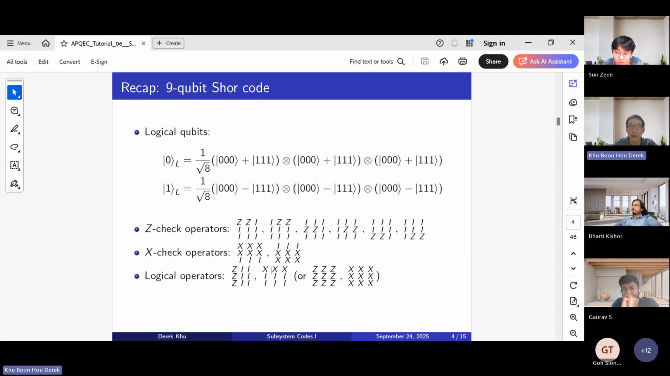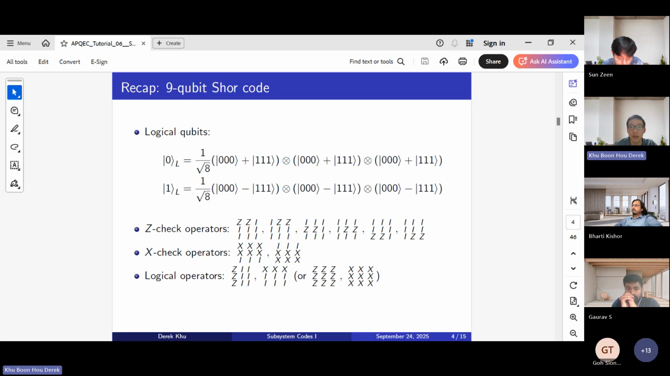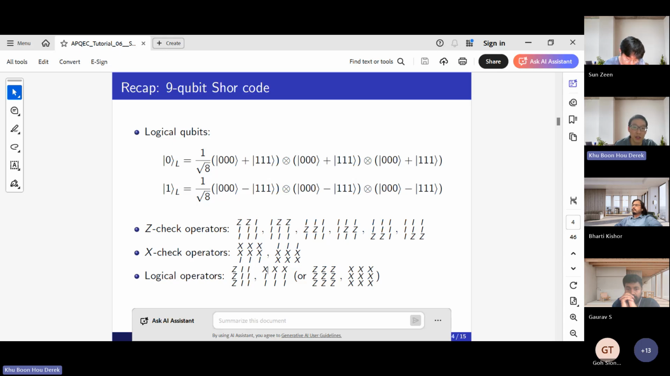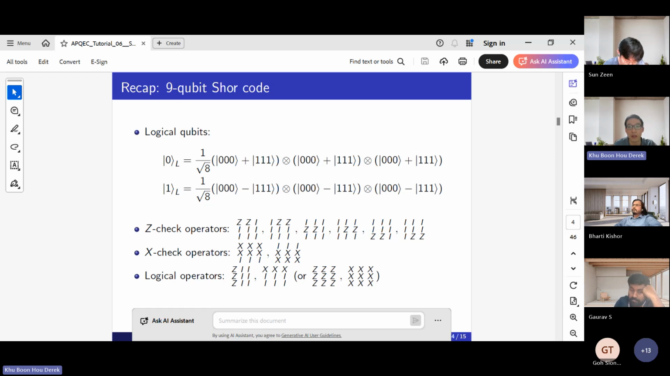If you multiply this logical operator by the second X check operator, you get this. So this is kind of a more symmetric version of it, but in practice, if we want to compute the logical operators, it will be easier to just compute it in a single row or column.